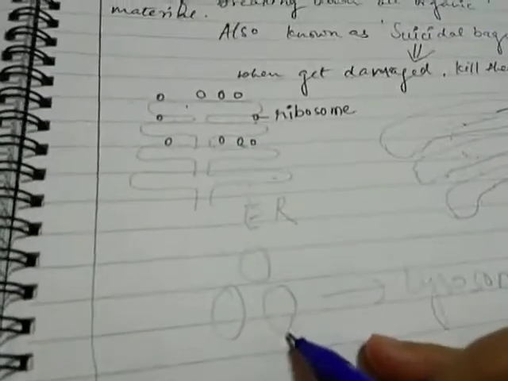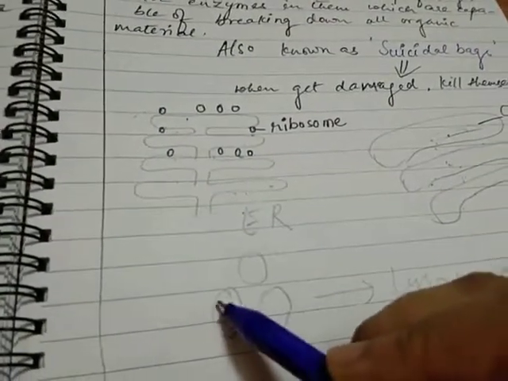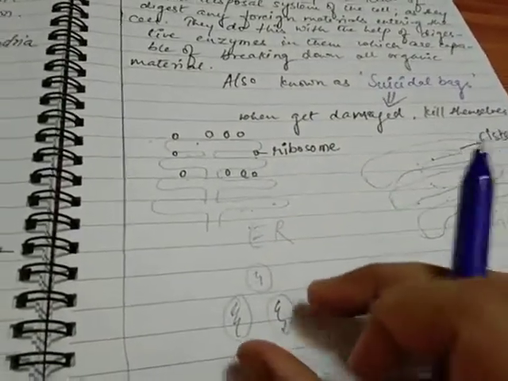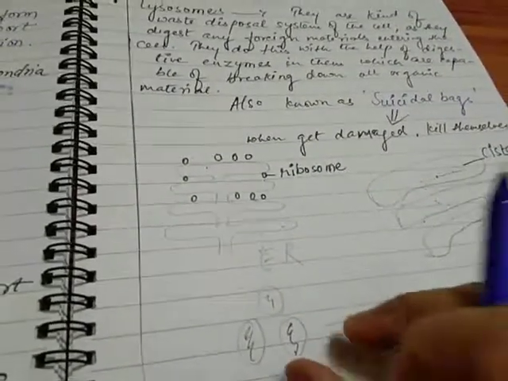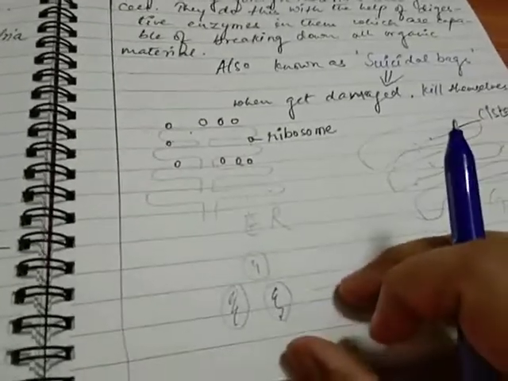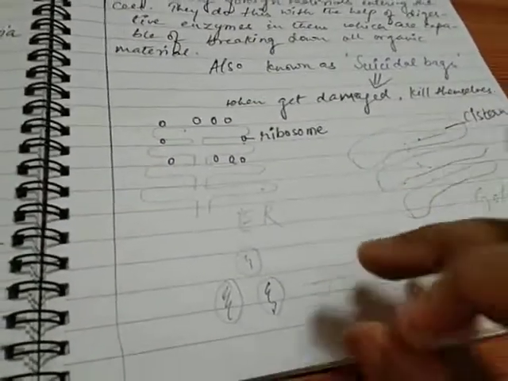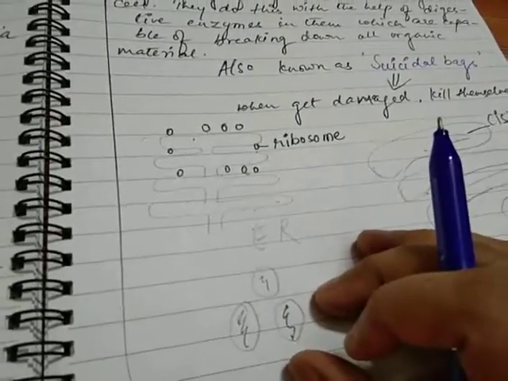Lysosomes are usually rounded cellular structures which are filled with digestive enzymes, and these digestive enzymes are very useful for breaking down organic material, with the help of which the lysosomes kill any foreign material or kill themselves when required.